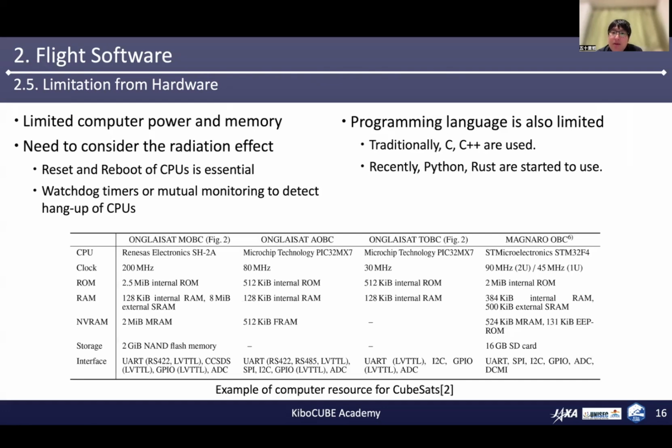And also we need to consider that the programming language is also limited. Traditionally, for embedded software systems, we need to use C or C++. And recently, Python and Rust have started to be used. So you can consider using these kinds of programming languages.